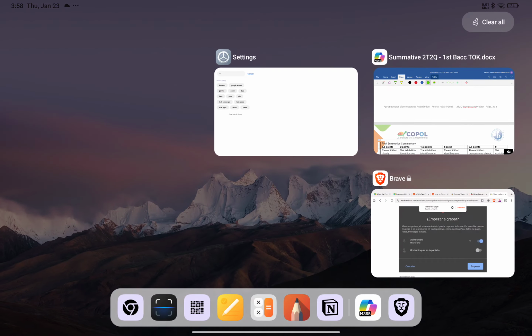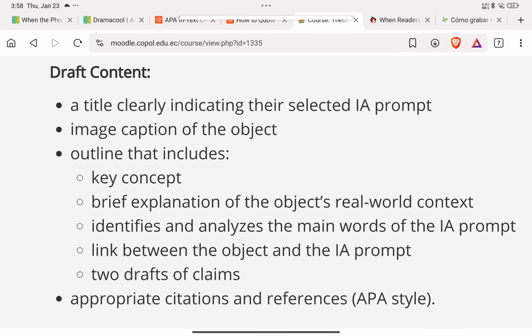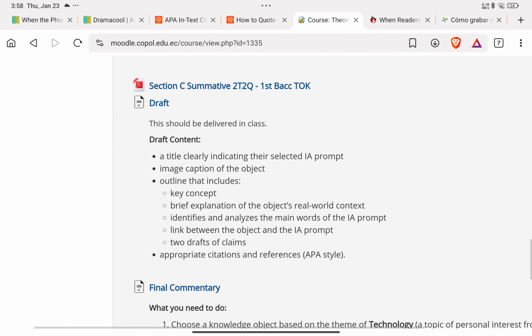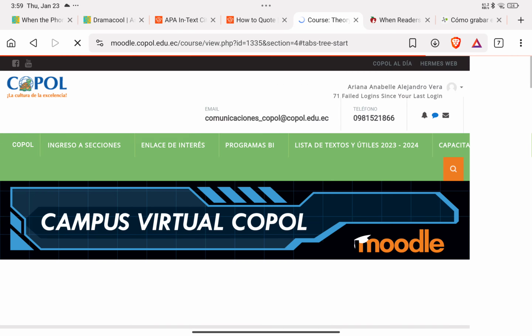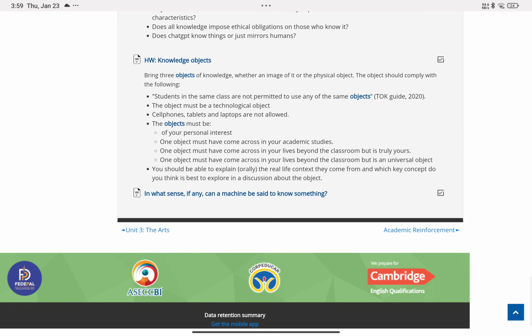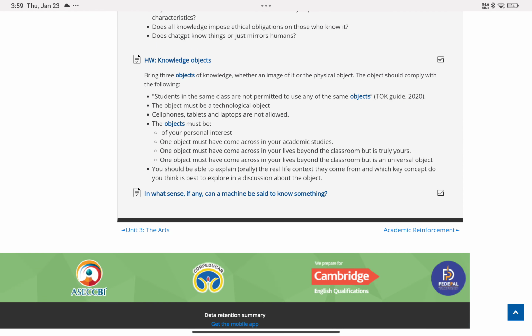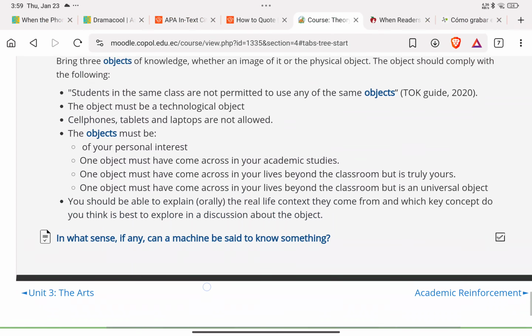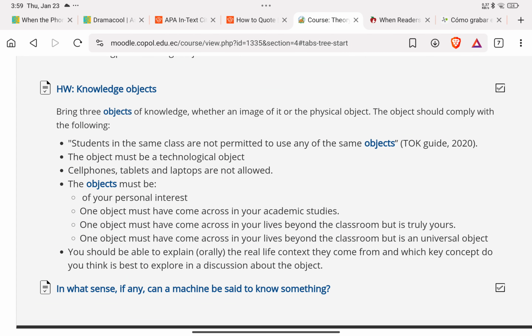Let me see. If you open Moodle, here you have the content. There's a guide of how to choose the object. At the very end, here it says what this activity was meant for. It's not a graded activity, by the way. This activity is meant to help you find an object, or was meant to find an object, because that was last week's activity.